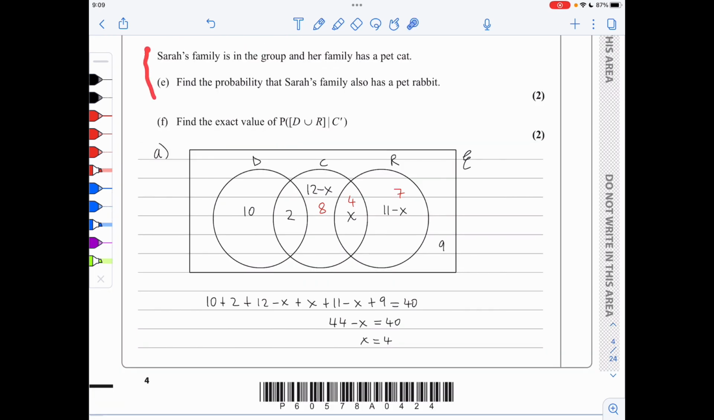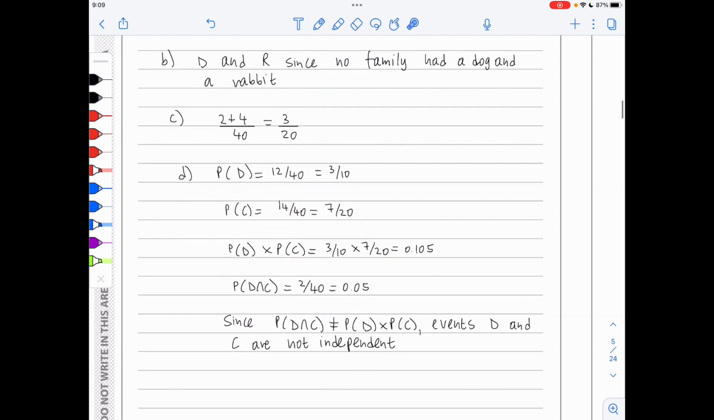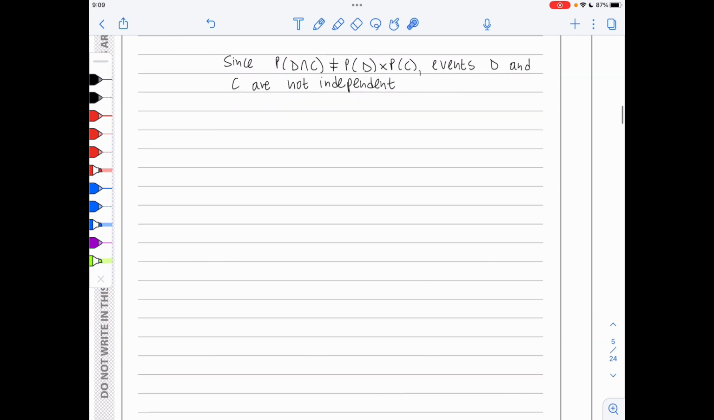In part E, we are told that Sarah's family is in the group and her family has a pet cat. What's the probability that Sarah's family also has a pet rabbit? This is an example of conditional probability. So I will quickly redraw my Venn diagram to see exactly where the conditional statement that the family already has a pet cat will take me.